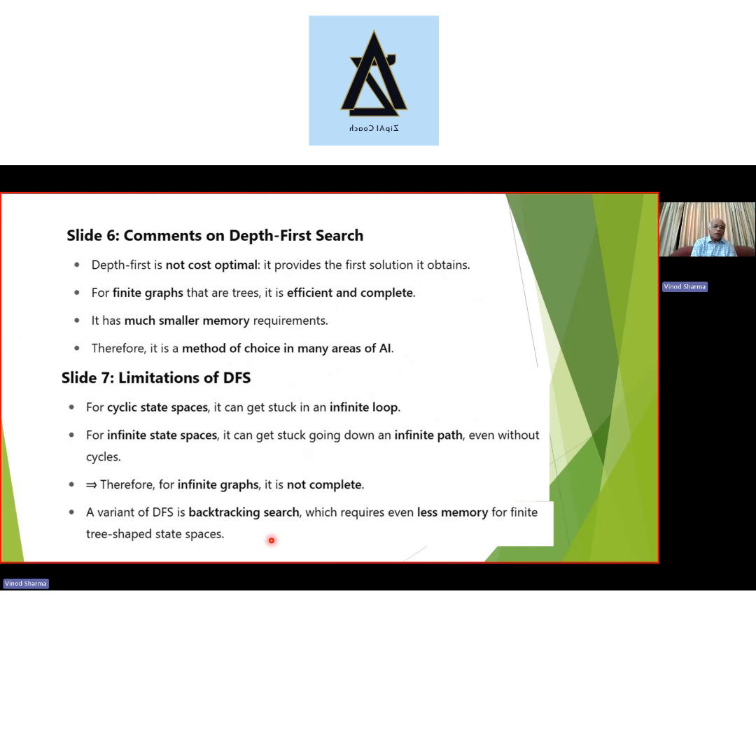There is a variant of DFS, backtracking search. It requires even less memory, at least for finite graphs with no cycles. You can get an even better algorithm, a modification of this called backtracking search, that can provide less memory. We are not going to discuss that here.